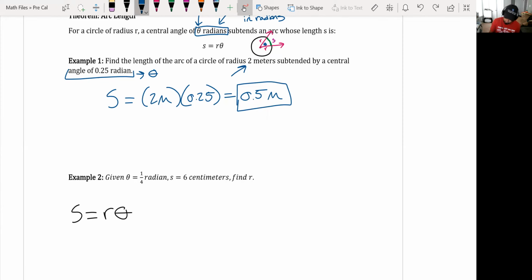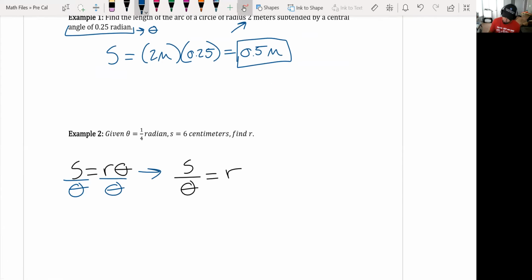So I'll say divide by theta, and you'll get S over theta equals R. So rearranging the formula is always important. It lets you know what variable you're solving for and how to isolate it. So all we have to do now is plug in the value of S and plug in the value of theta. So we'll get S, which is 6 centimeters, over theta, which is 1/4, equal to R.